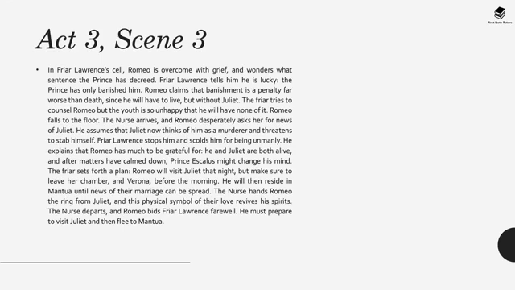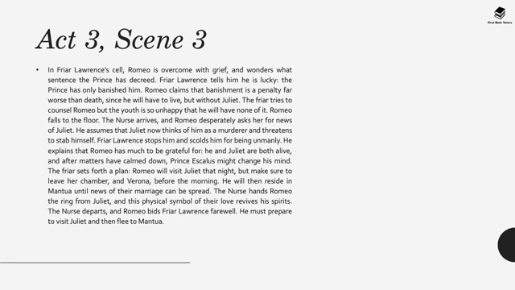The nurse arrives and Romeo desperately asks her for news of Juliet. He assumes that Juliet now thinks of him as a murderer and threatens to stab himself. Friar Laurence then stops him and scolds him. He explains that Romeo has much to be grateful for, as he and Juliet are both alive, and after matters have calmed down, the prince might change his mind and ask him to come back to Verona.